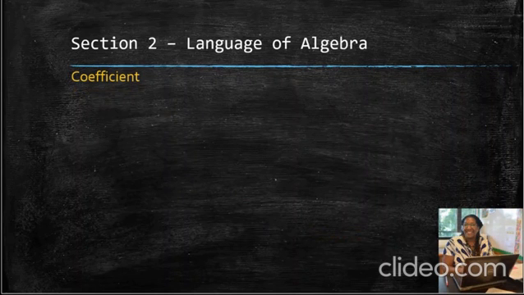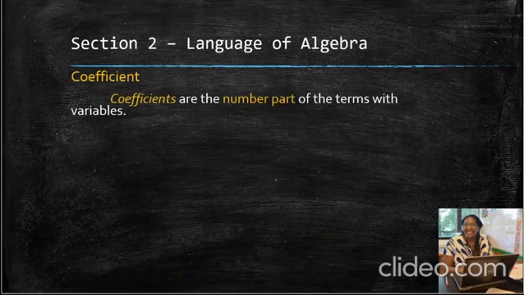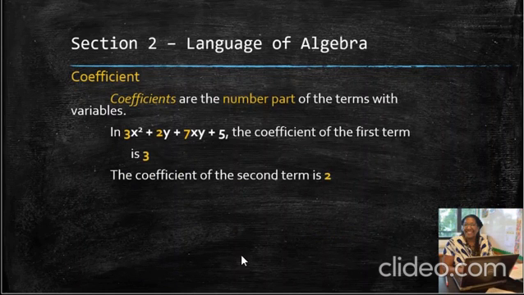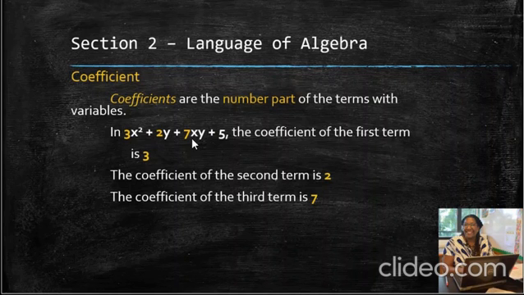Our next term is coefficient. Coefficients are the number part of the terms with the variables. So in 3x squared plus 2y plus 7xy plus 5, the coefficient of the first term is 3. The coefficient of the second term is 2. The coefficient of the third term is 7. And 5, when it's by itself, is called a constant.